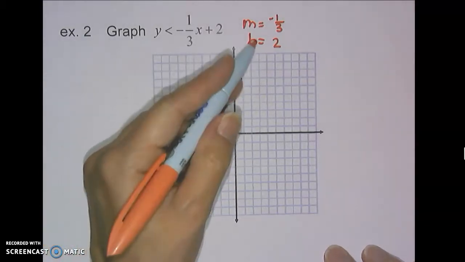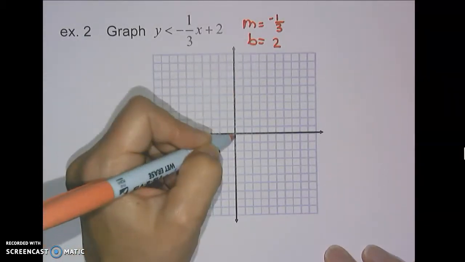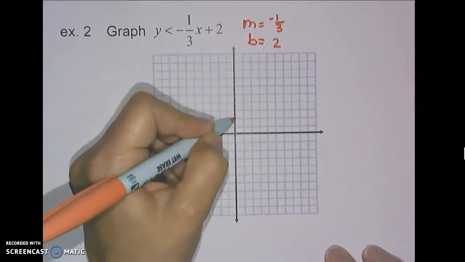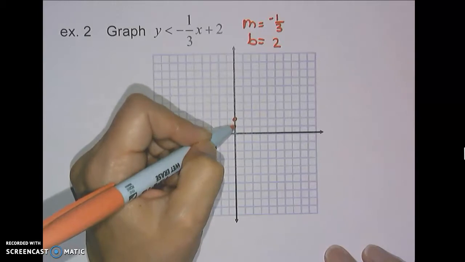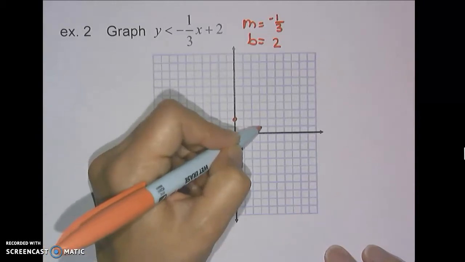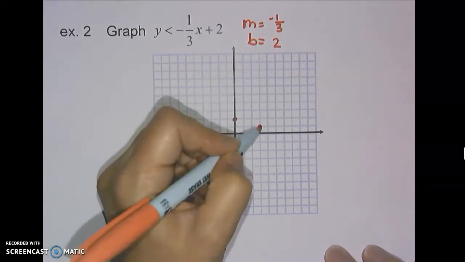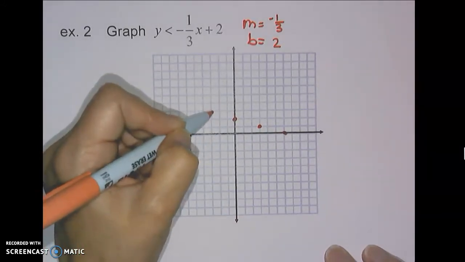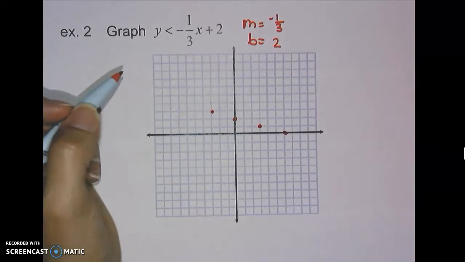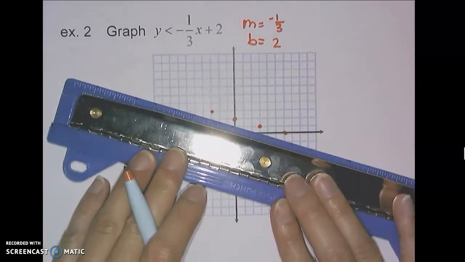So we begin with the b, and that's going to be the y-intercept, so we're going to go up to +2 on the y-axis. Our slope is -1/3, so we're going to go down 1 and left 3. Remember, it is rise over run. Down 1, left 3 again. You need to have at least 3 points. You can also go through and make as many points as you want. Okay, 3 is the minimum.